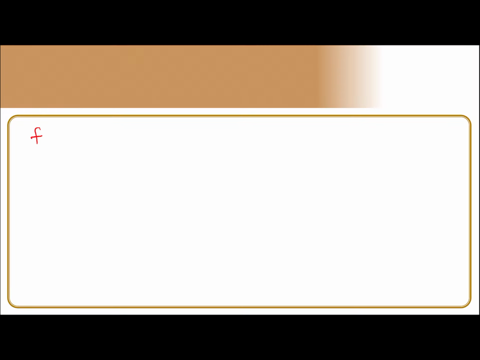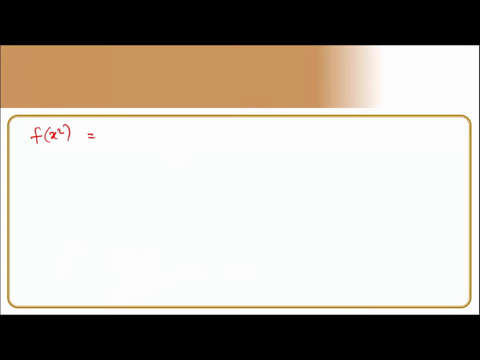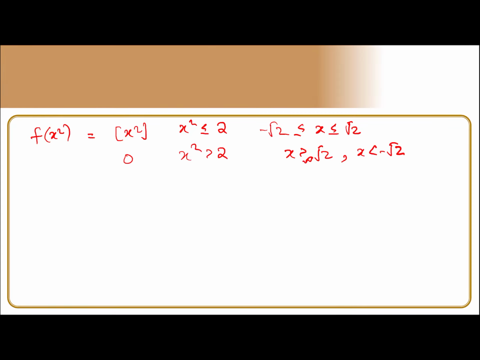So what we do is, f of x square is nothing but, they gave you the f of x value. So f of x square is nothing but greatest integer of x square when x square is less than equal to 2, or x lies between minus root 2 to plus root 2. And this is 0 whenever x square is greater than 2. It means x is greater than equal to root 2, or greater than root 2 you can write, and x is less than minus root 2.